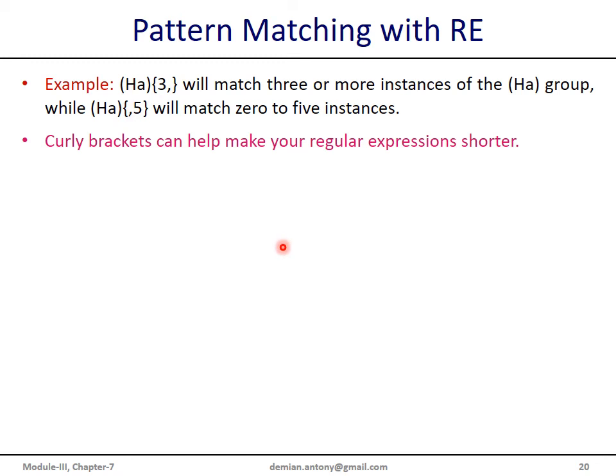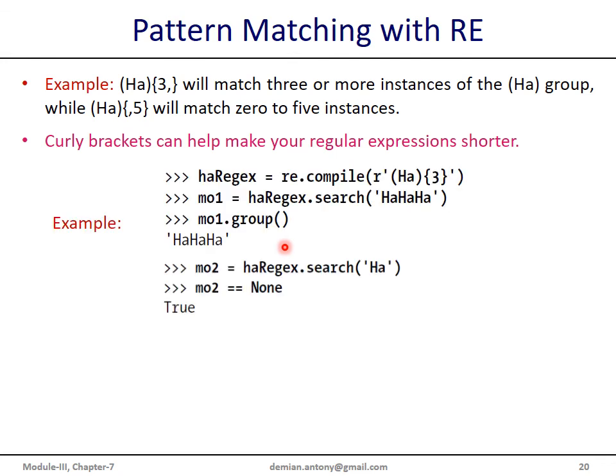Remember that curly brackets also help to reduce the length of the regular expression. For example, if you want to match HA 3 times, a very simple way of writing the regular expression is HA repeated 3 times. You can shorten this by creating a group HA and then using curly braces to represent the count 3. This is how you can reduce the length of the regular expression.